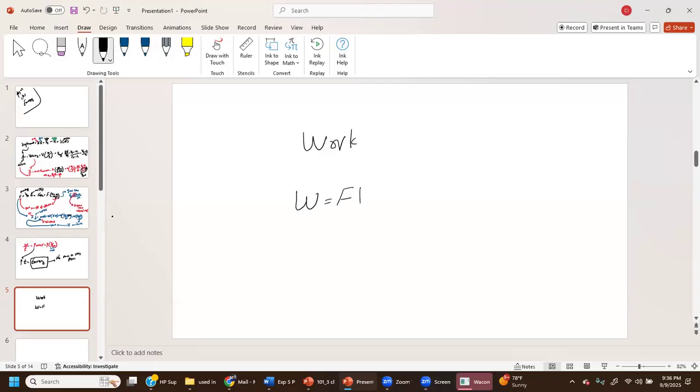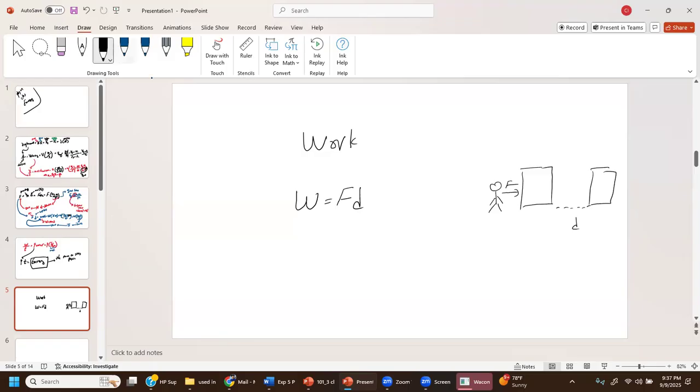So let's say you got some kind of object and you want to move this object. That means you're going to have to apply a force on this object. This force is going to be used to move this object some distance d. This force times your distance, that's going to be your work.